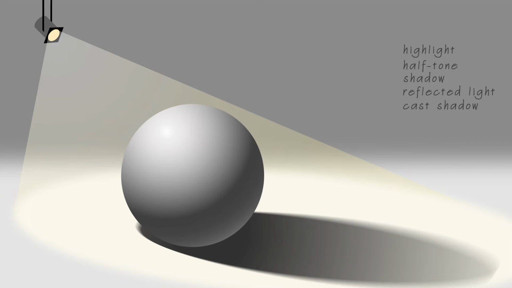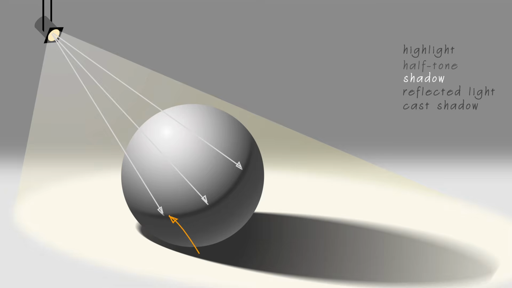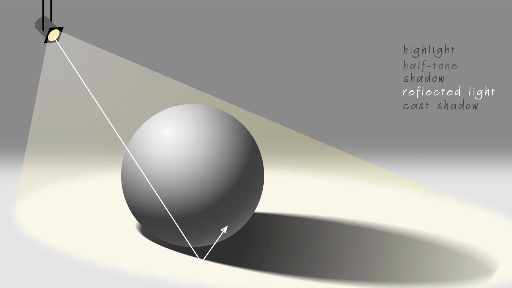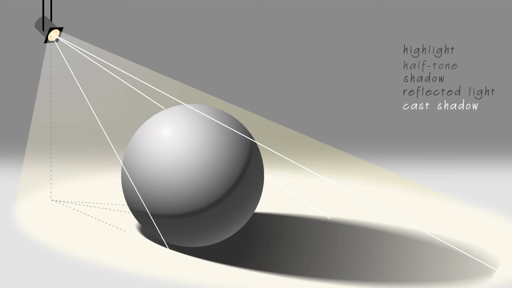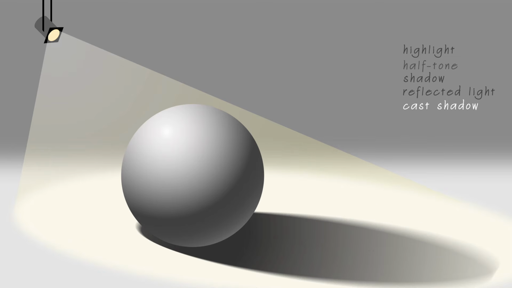Sphere is a perfect object to see how chiaroscuro value pattern works. To make this circle look like a solid ball, we need to apply value in a specific order: highlight, halftone, shadow, reflected light, cast or drop shadow. Gradual value change creates an illusion of roundness.